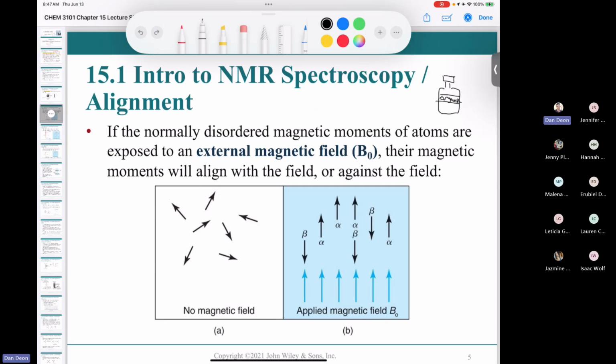But what's interesting is that when you apply a magnetic field, B0, and remember, this comes from the spectrometer.